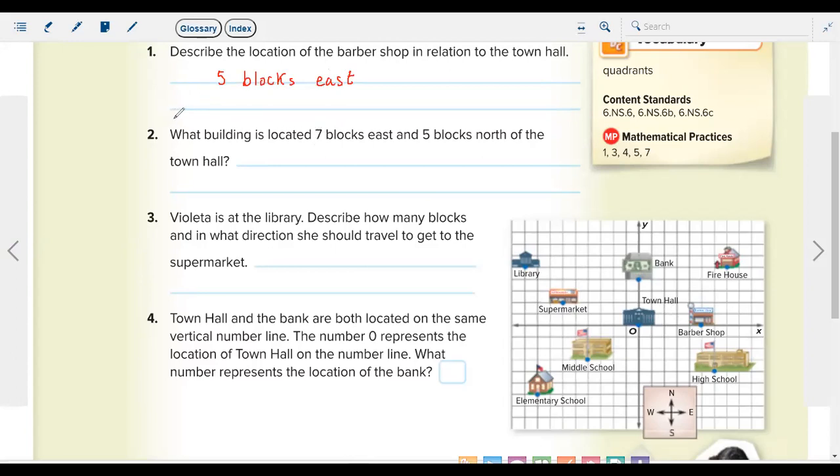Now, number 2. What building is located 7 blocks east and 5 blocks north? So we count from the blue dot as I told you. 1, 2, 3, 4, 5, 6, 7. Then 1, 2, 3, 4, 5 is the firehouse. The firehouse. See how easy?